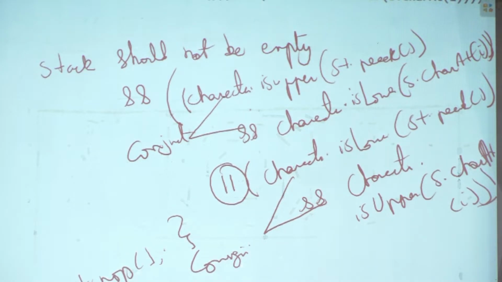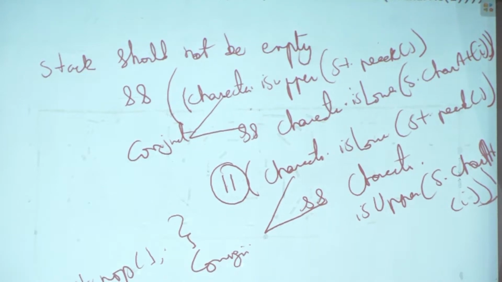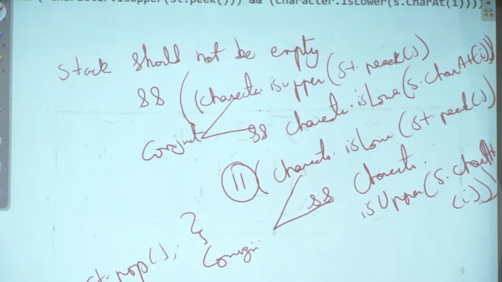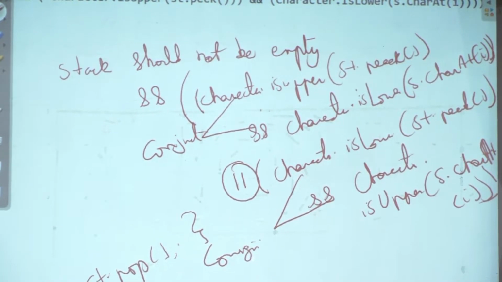If you look at your problem, what are we supposed to remove? Adjacent characters when their case is different. The characters should be the same, only the variation should be in case. So the first one should be lower and the second one upper, or the first one is upper and the second one should be lower. Either of these two can happen with this kind of adjacency.